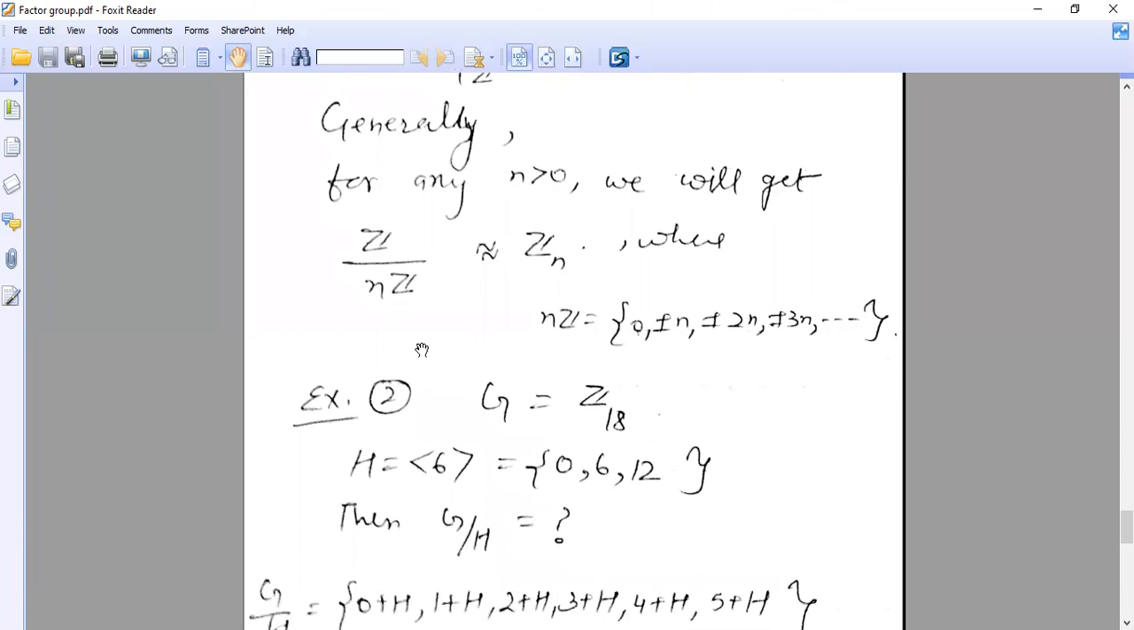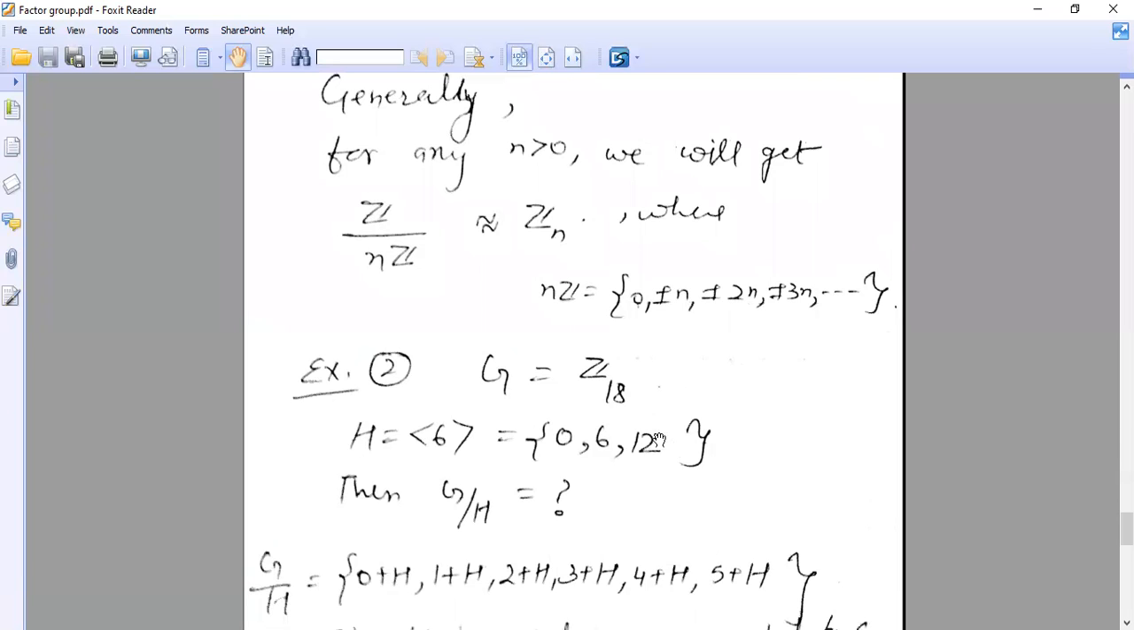Now this is another example. Here we have taken the group as Z18 and H is a subgroup which is generated by 6. So this will have 3 elements: 0, 6 and 12. So 12 plus 6 will be 18, that will be your identity, that will give you 0. So these three elements will be there in the subgroup which is generated by 6.